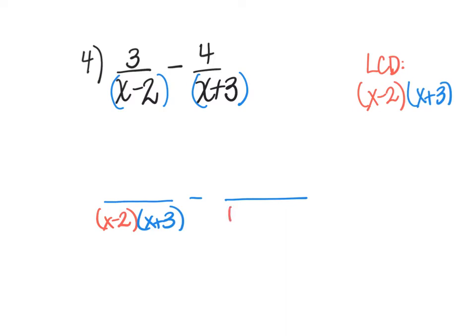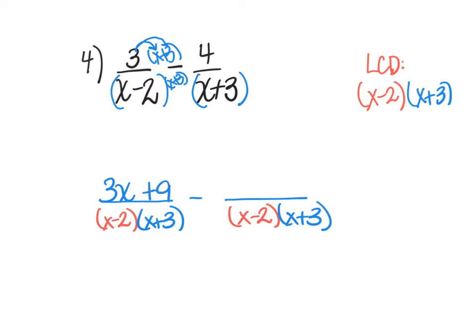So I need an x minus 2 times x plus 3. All right, so now I'm going to look to see what each fraction is missing. The first fraction has a denominator of x minus 2, so it's missing the x plus 3. So I'm going to multiply the denominator and the numerator by x plus 3. So when I multiply the numerator by x plus 3, I need to use the distributive property. So 3 times x is 3x, and 3 times 3 is 9.